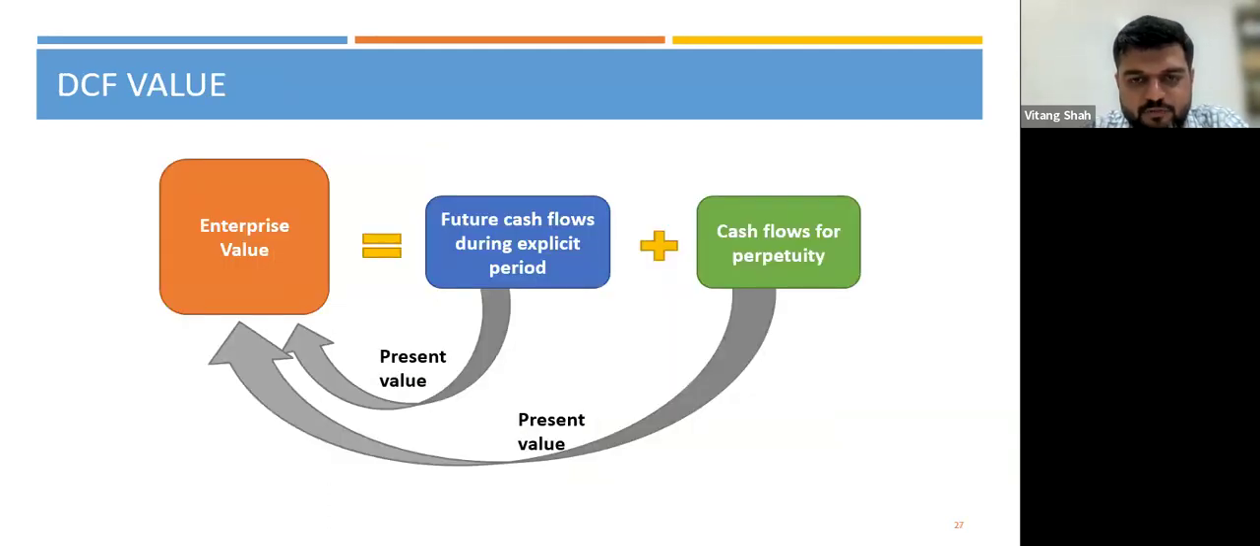Now, each of these cash flows, which I just referred to, the cash flows for the explicit period and the perpetuity value, are both discounted using the discounting factor, which is the weighted average cost of capital, to arrive at the enterprise value.